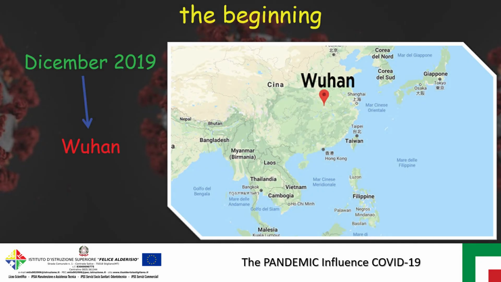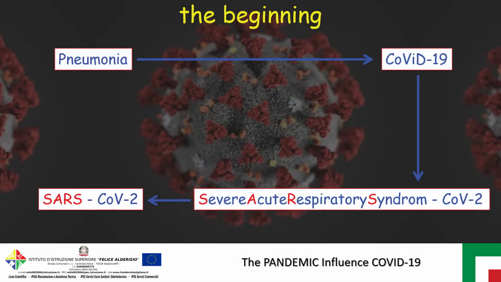Let's start from the beginning. As we can see from the map right here, the epicenter of the spread of the virus has been Wuhan. From the center of China in December 2019, this anomalous pneumonia reaches Italy and then is identified as a new virus, SARS-CoV-2, which stands for Severe Acute Respiratory Syndrome, or COVID-19, as we all know.